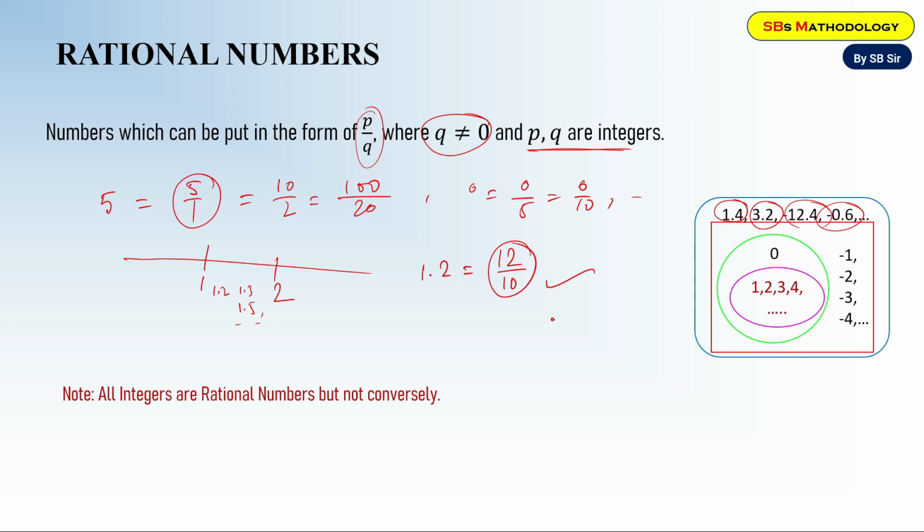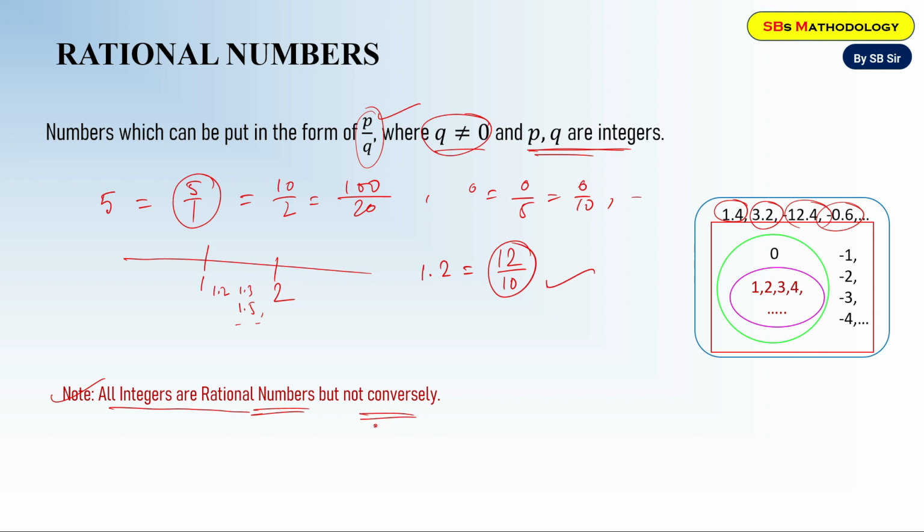So what are the rational numbers? The numbers that can be put in the form p by q, where the denominator is not equal to 0 and the numerator and denominator must be integers, right? These types of numbers are called rational numbers, and rational numbers include 0. Now there is a note: all integers are rational numbers. I have already mentioned that because we can put all integers in the form p by q. So all integers are rational numbers, but not conversely.